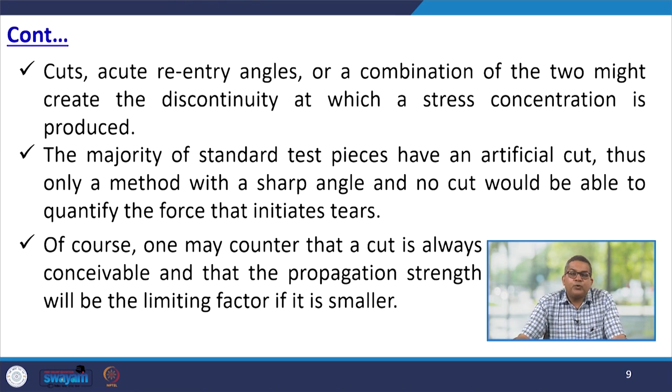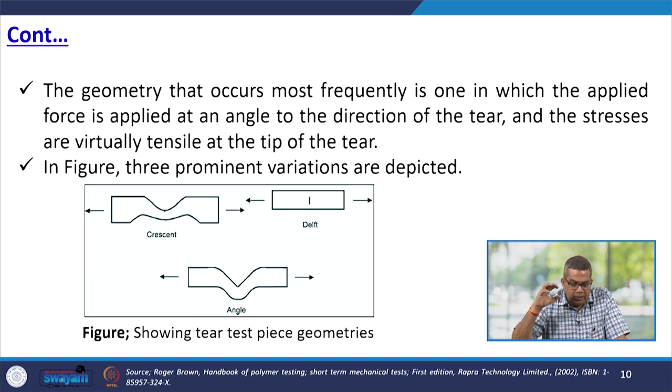Now, cuts, acute re-entry angles, or a combination of the two might create the discontinuity at which the stress concentration is produced. The majority of standard test pieces have an artificial cut. Thus, only a method with a sharp angle or no cut would be able to quantify the force that initiates tear. Of course, one may counter that a cut is always conceivable, and that the propagation strength will be the limiting factor if it is similar. The geometry that occurs most frequently is one in which the force is applied at an angle to the direction of the tear, and the stresses are virtually tensile at the tip of the tear.